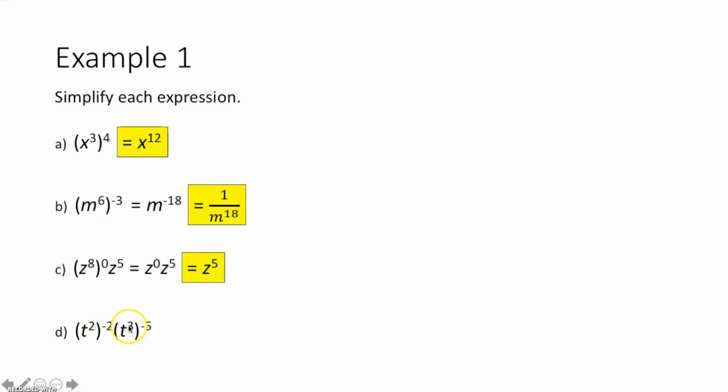And then t cubed raised to the negative 5th power. What's 3 times negative 5? That's going to be negative 15. So we end up getting t to the negative 4th times t to the negative 15th. When you multiply these two then together, add the exponents, and you end up getting t to the negative 19. Lastly, since we want to simplify, we can't have a negative exponent, so we move this to the opposite side of the fraction bar, and you end up getting 1 over t to the 19th.